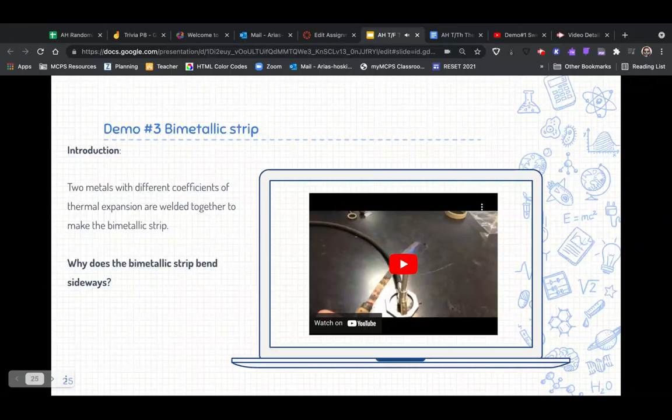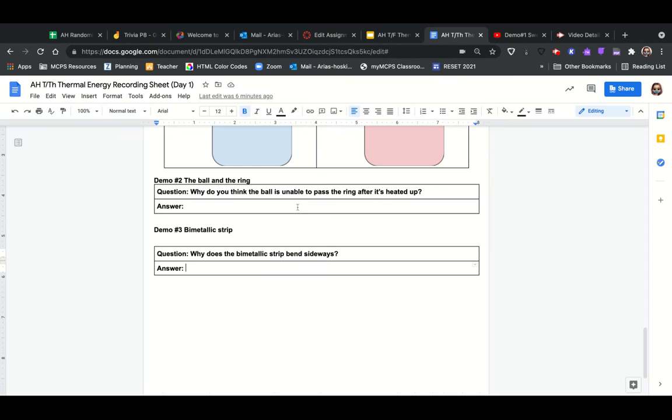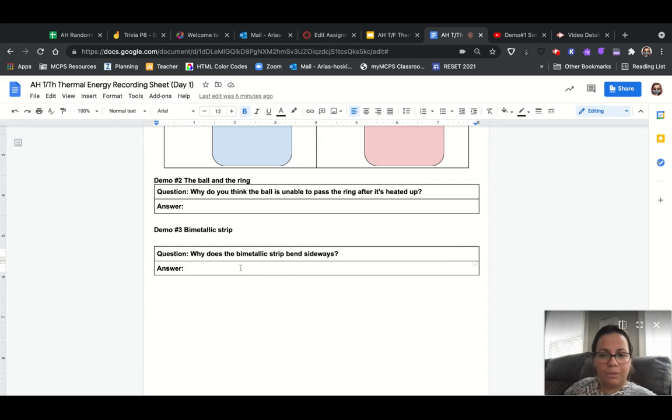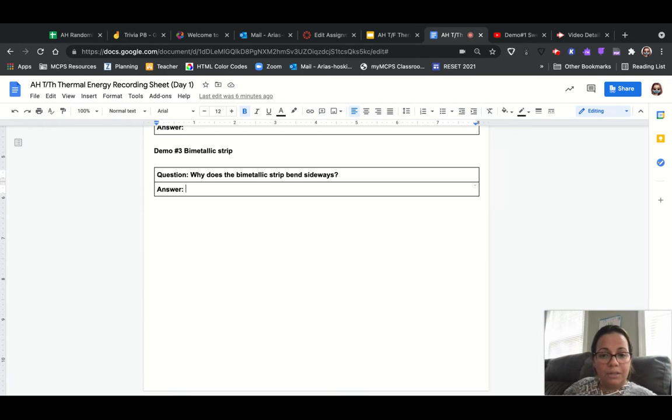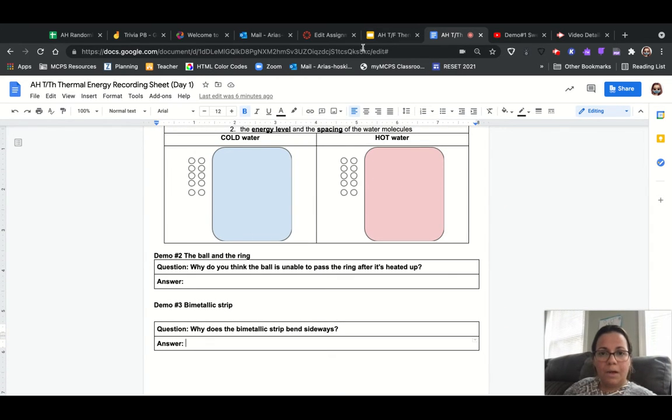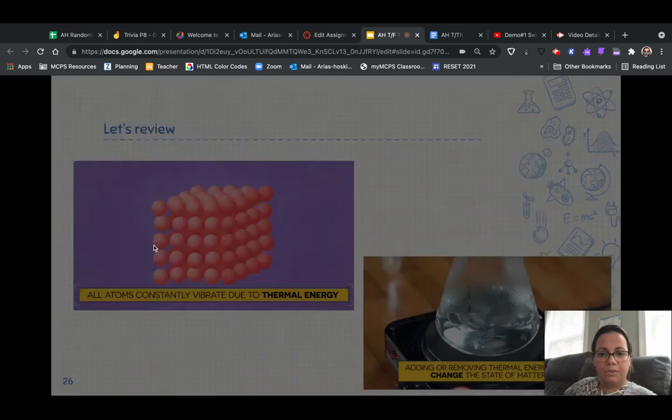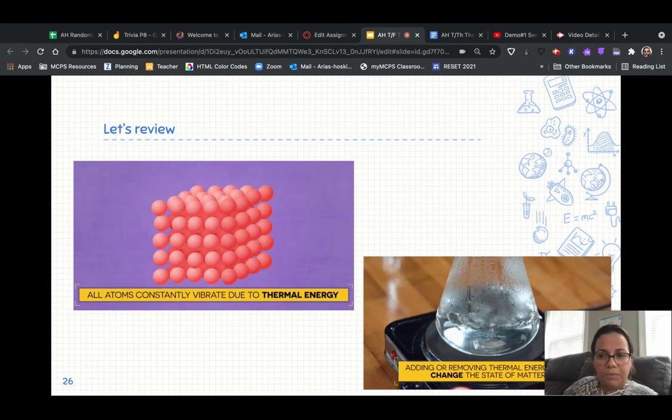All right. So again, in your own words, why do you think the bimetallic strip is actually bending sideways? This is for the second demonstration. Remember to actually type down here your answers. You are done here for the recording sheet. However, there's more things to do in here. We're going to review this part right here.